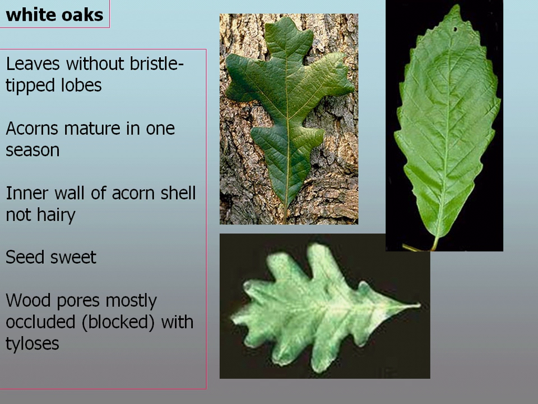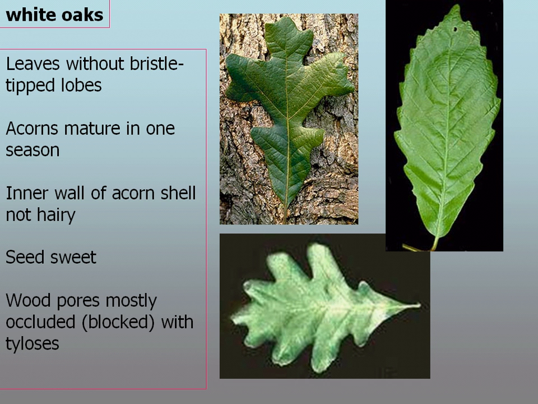And if you look in the cross section or rings of a white oak that's been cut or recently cut, the wood pores are mostly occluded or blocked with structures called tyloses, which are outgrowths of a structure called the parenchyma, or the starch storing cells in the plant. Sometimes you can see this very clearly, and it's one of the reasons that white oaks are valued for barrels used in winemaking and beer making, because the white oak wood is not porous.